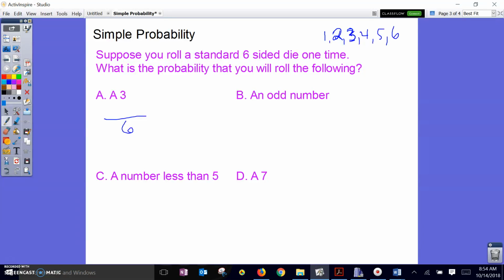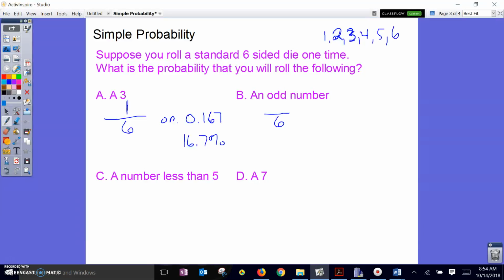Chances of him rolling a 3. Well, there's only one side that has a 3 on it, so the probability of that is 1 over 6, which if we write it as a decimal, it's going to be 0.167, or if we write it as a percent, 16.7%.